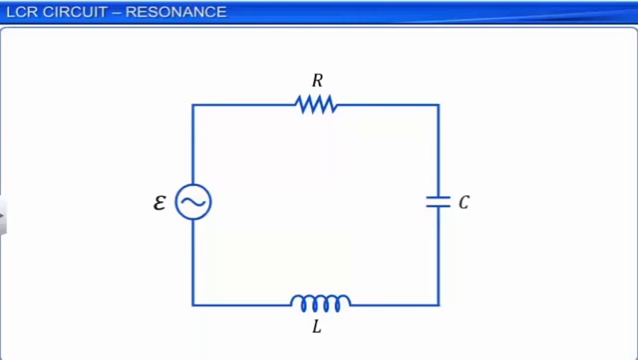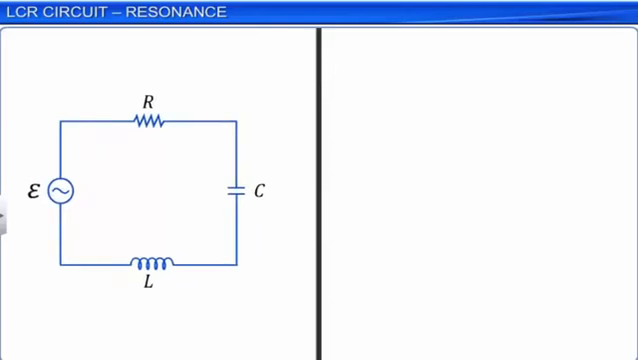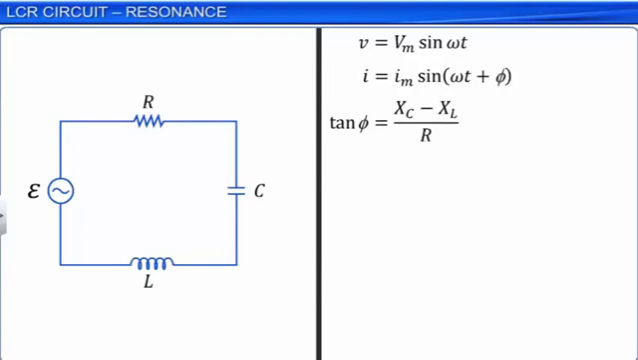We have seen that at any instant t, the applied AC voltage is represented as V equal to Vm sin omega t, where Vm is the amplitude of the AC voltage and omega is its angular frequency. At the same instant, the current in the circuit is given as I equal to Im sin(omega t plus phi), where phi is the phase difference between the AC voltage and the current. The phase difference phi can be calculated by the expression tan phi equal to (Xc minus XL) by R, where Xc is the capacitive reactance, XL is the inductive reactance, and R is the resistance.